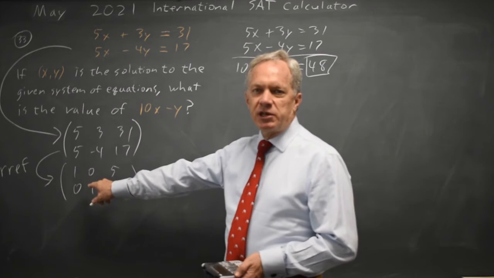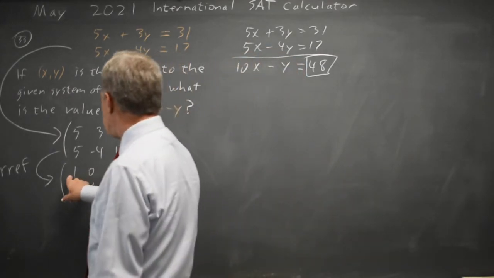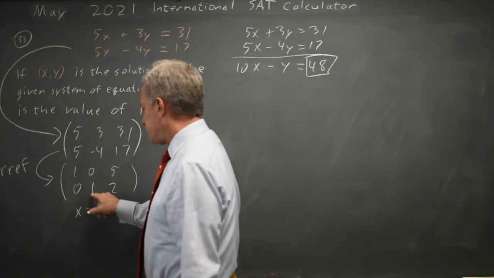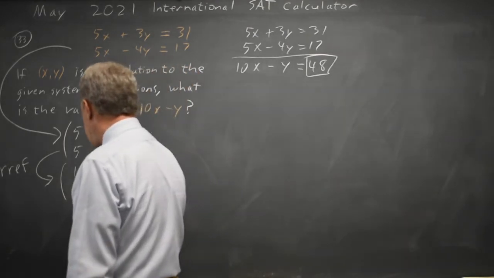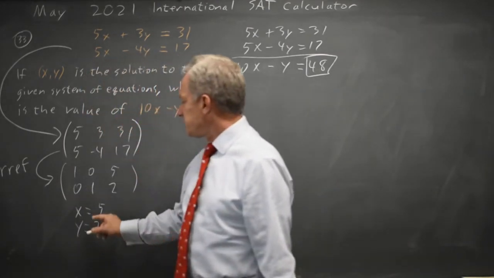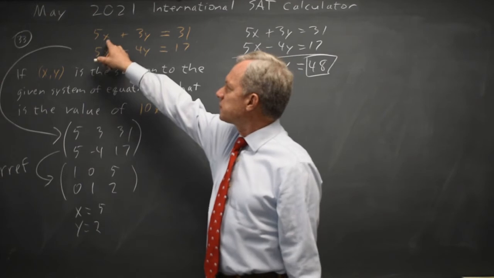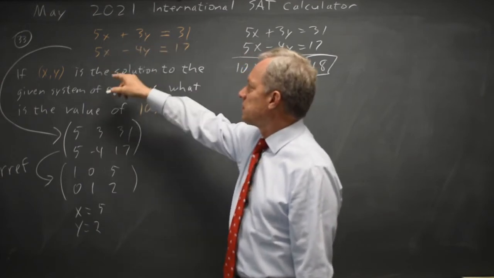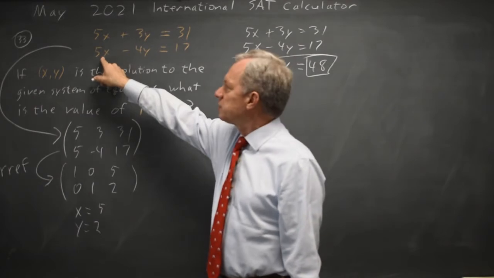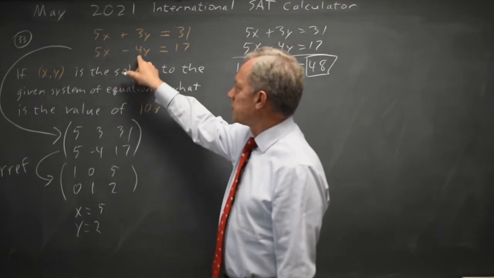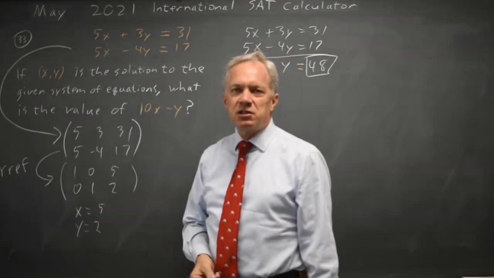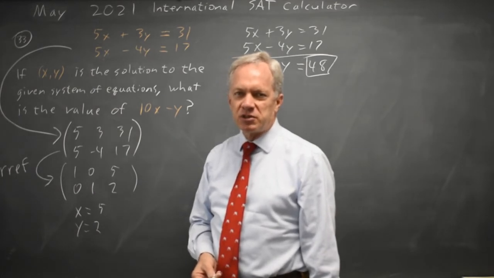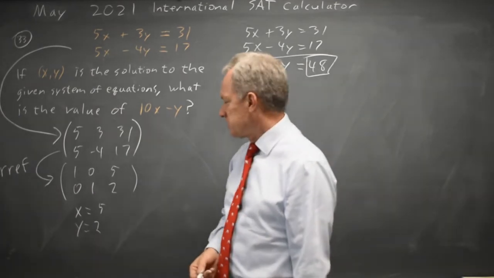Rewriting this matrix as a system, this means 1x plus 0y, or just x, equals 5, and 0x plus 1y equals 2, so y equals 2. If I check that with x equals 5, y equals 2, 5 times 5 is 25, 3 times 2 is 6, 25 plus 6 is 31. 5 times 5 is 25, 4 times 2 is 8, 25 minus 8 is 17. That solution does work, and this is an extraordinarily simple way of solving a system of linear equations.